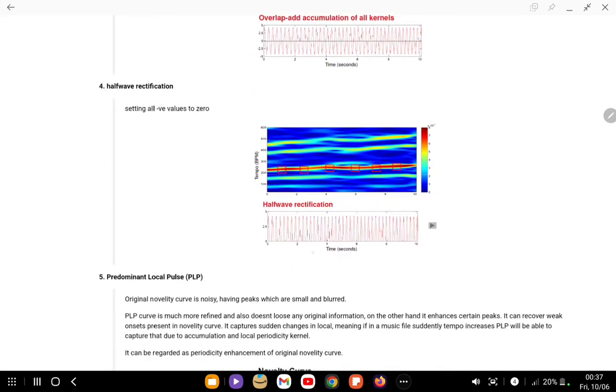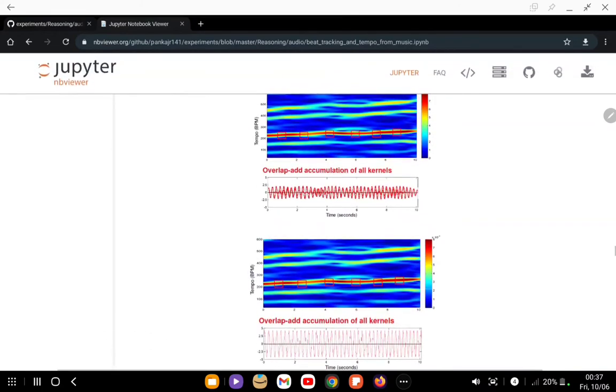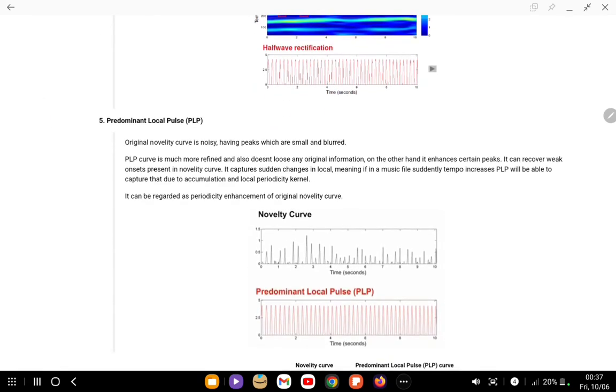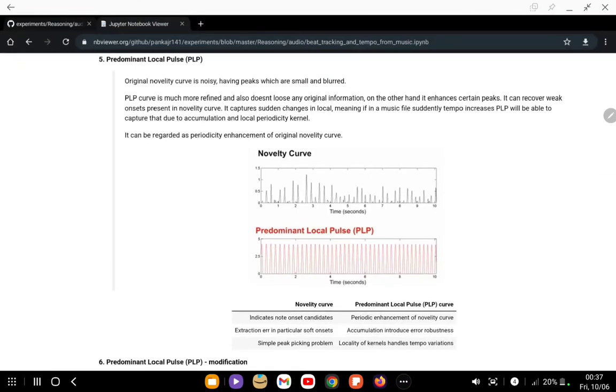Now we can just set the negative values to 0, since we don't need them. What you have here is a nice looking signal which is different from the original novelty curve, but it is capturing various events. So what you have is a predominant local pulse. Let's compare. Originally the novelty curve was kind of noisy. It has peaks, but certain peaks are small and blurred. On the other hand, the PLP curve is more refined. You can see that it enhances certain weak signals which were earlier not easy to detect, because it accumulates all the local kernels.